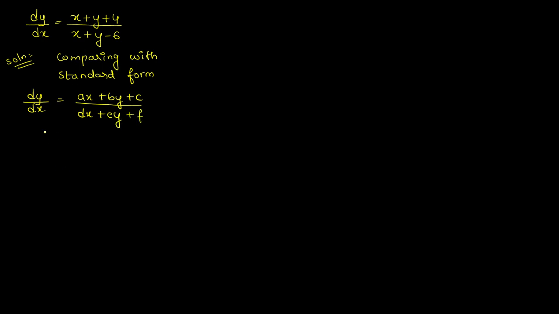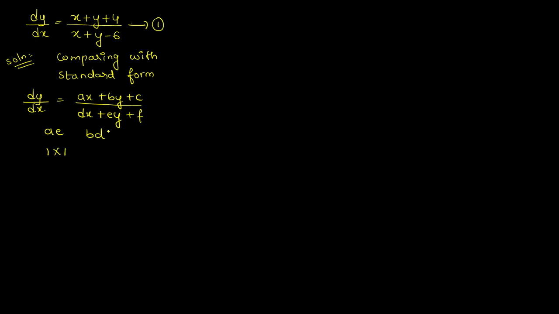Now we need to check if AE is equal to BD or not equal to BD. So compare it with the given equation. Let us take this equation as equation 1. Here the coefficient of x is A, and here it's 1. So it is 1 multiplied by E, the coefficient of y in the denominator. So here the coefficient of y is 1.